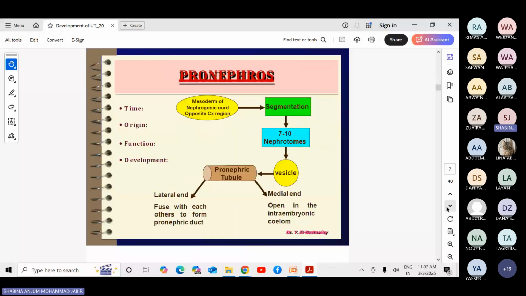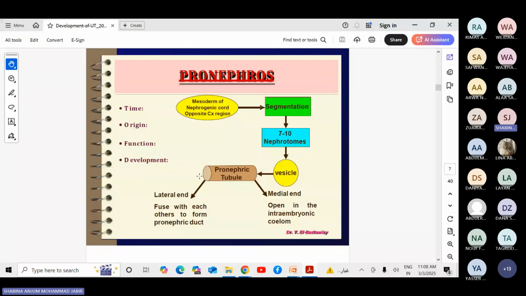So what will happen when the pronephros develops? We know it is developing from what? From the mesoderm of the nephrogenic cord, in the cervical region. First of all, in this you will have segmentation. This segmentation will give 7 to 10 nephrotomes, which will develop into vesicles. So like this, we have the pronephric duct.